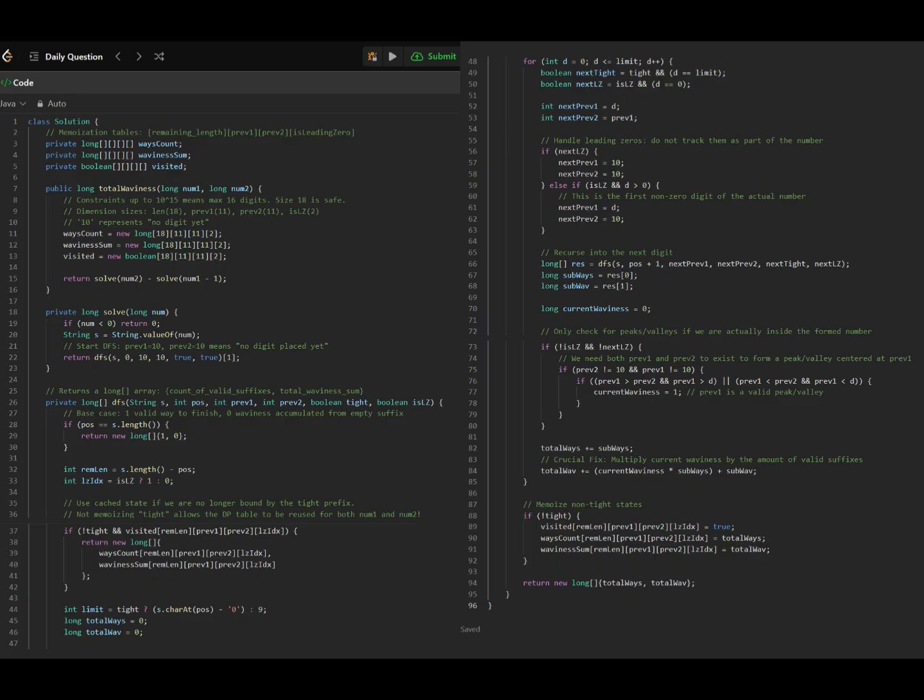By returning ways and waviness together, we avoid needing separate DP loops. By decoupling tight from the memoization array and only caching the suffix states, remLen, we effectively execute solve num2 and solve num1 minus 1 using the exact same cache pool without needing to reset it, drastically reducing overhead. Because the dimension footprint maxes out at 18*11*11*2, it practically runs in O(1) time after the first few prefix branches.